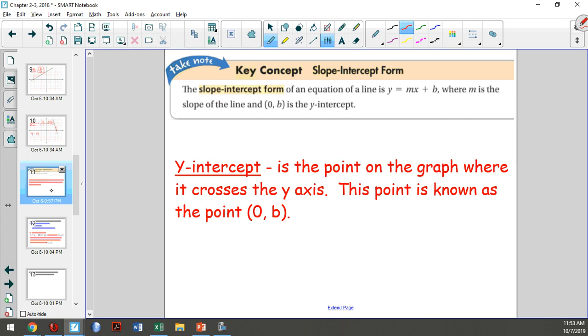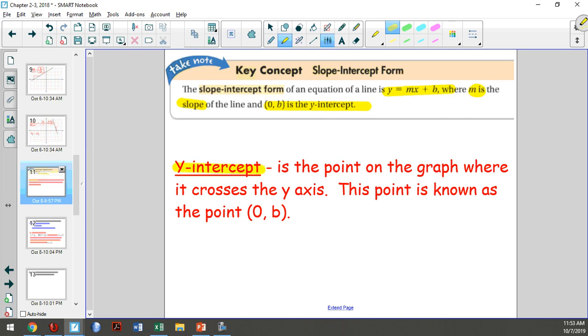This is probably where things started to fall apart for you in geometry. And that was finding the equation of the line. Okay? Finding the equation of the line is y equals mx plus b. This is what we call slope intercept. I do not like purple on that. Slope intercept, where m is the slope and 0, b is the y-intercept. What do we know the y-intercept to be?